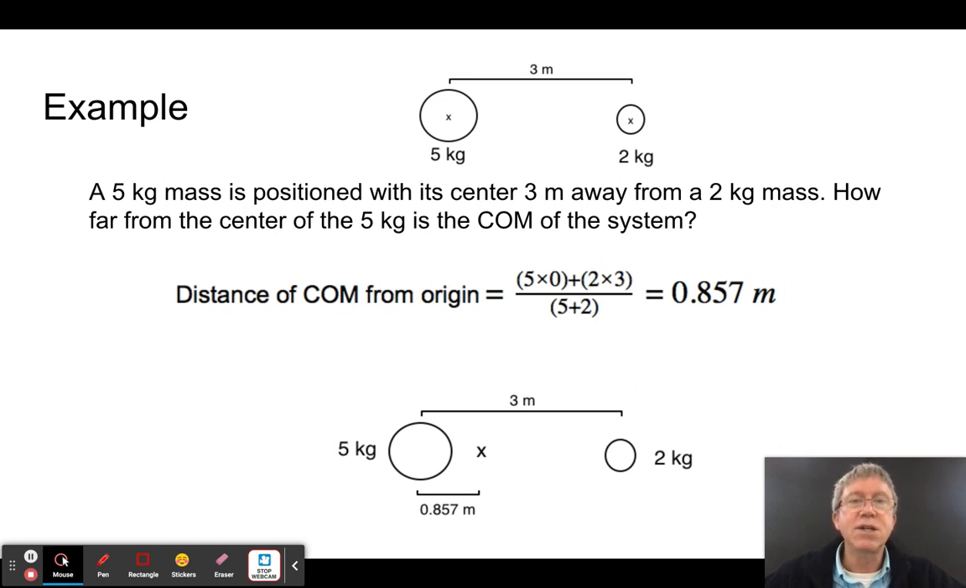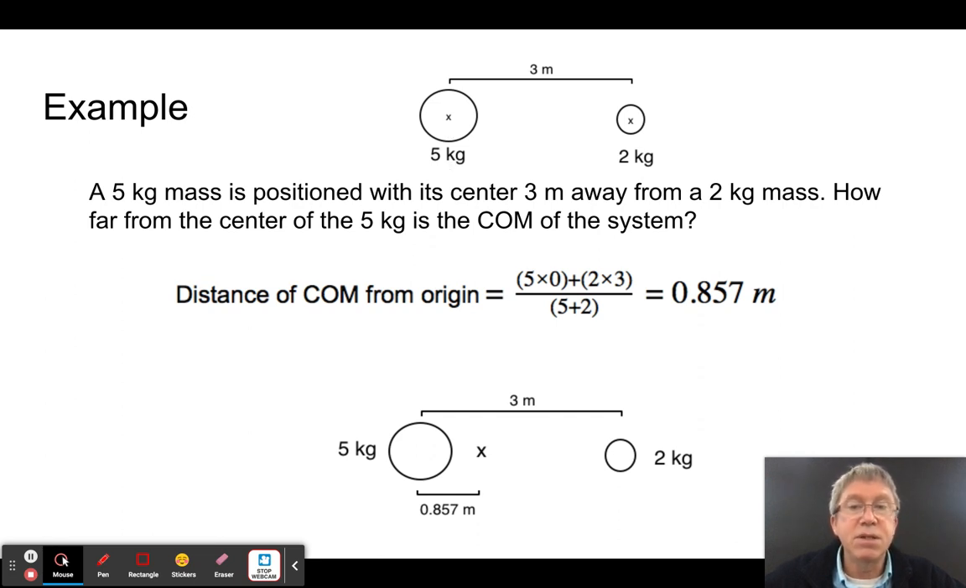So let's look at this. I have two objects here. It could be a star and a planet, whatever. In this case, it's a 5 kilogram object and a 2 kilogram object. Their centers are 3 meters away from each other, and I want to know the center of mass of this two object system. Here's what you do: you have to measure center of mass from some origin, like some starting position.